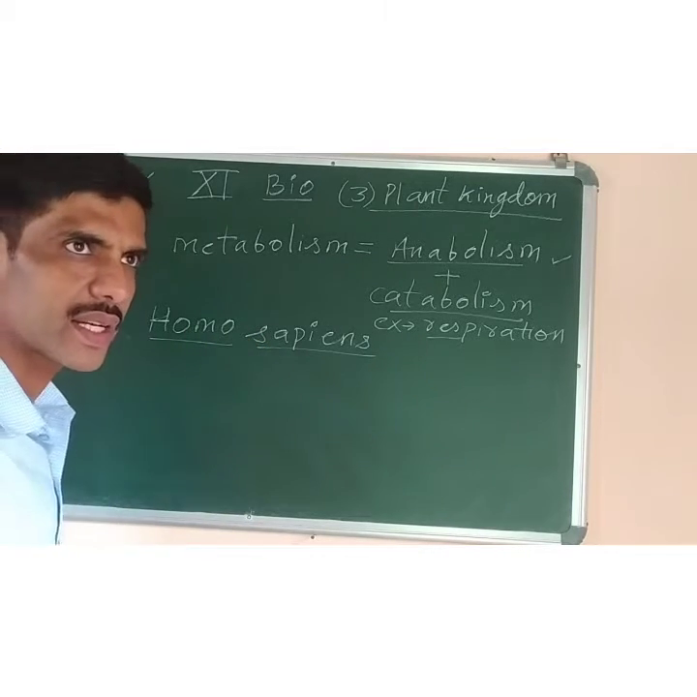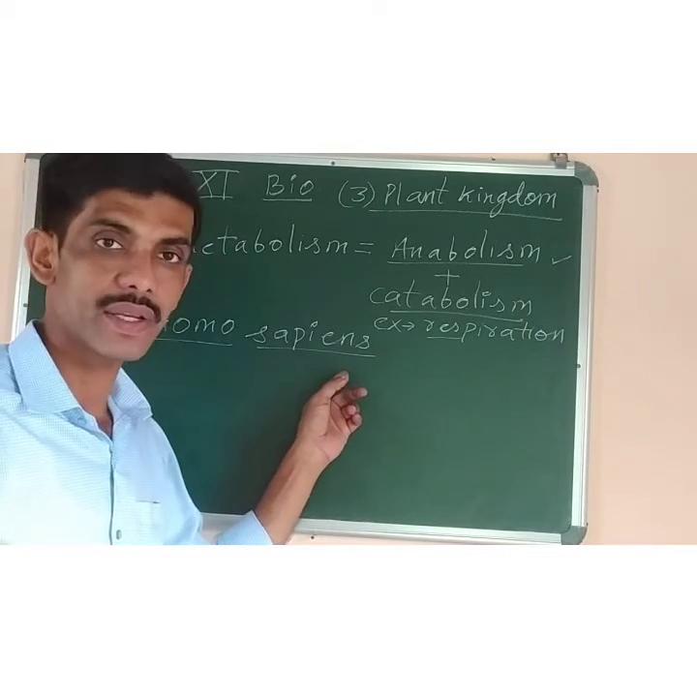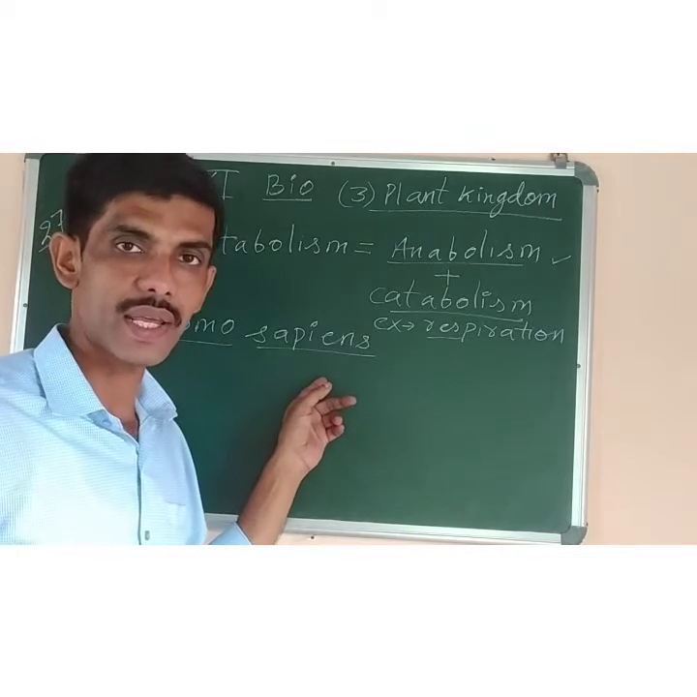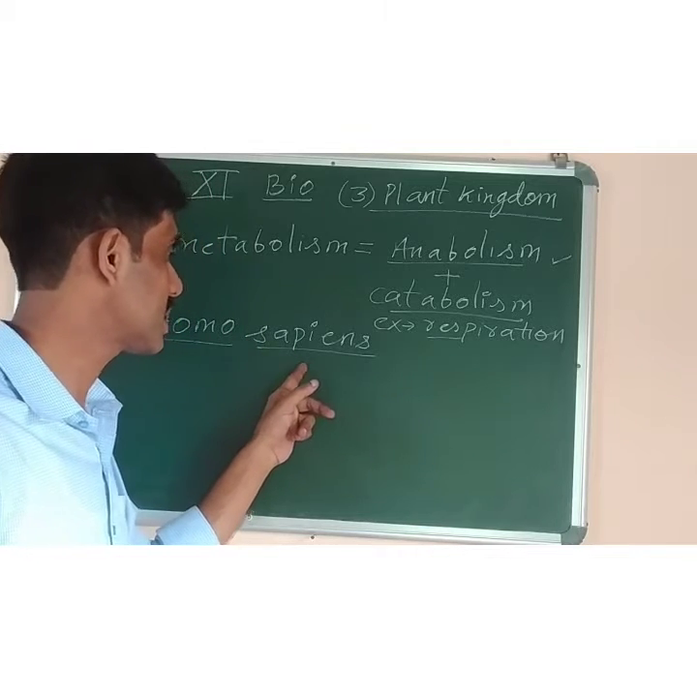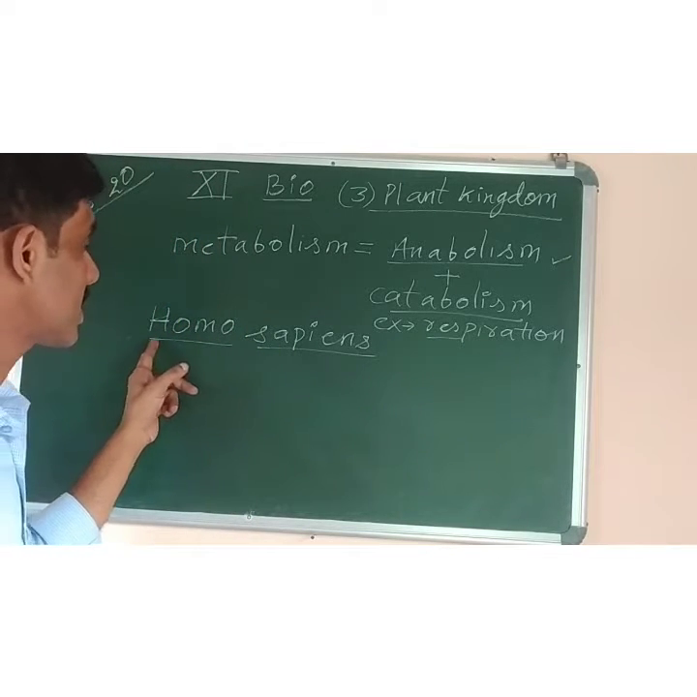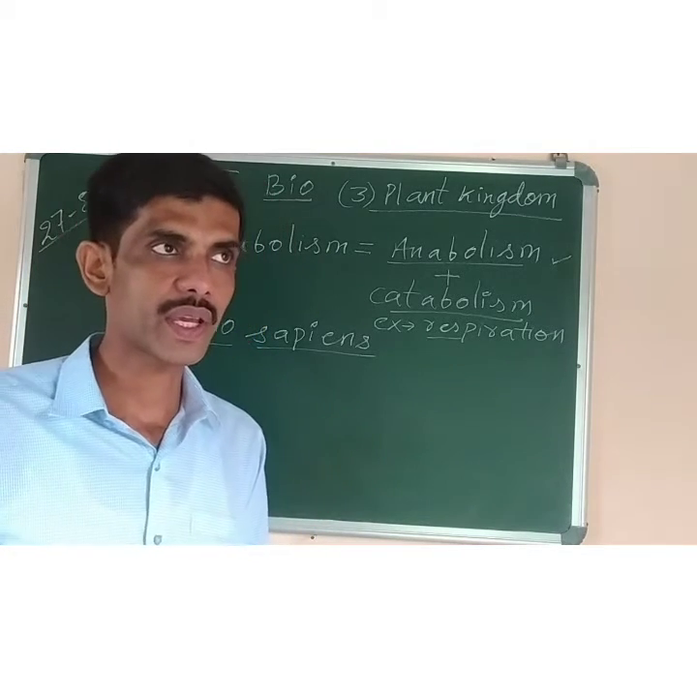Okay. So there are certain rules for binomial nomenclature, like it can be underlined or you can write it in italics. It consists of two names. The first name is the genus, the second one is species. Genus name starts with a capital letter, species starts with a small letter. Then what is identification?